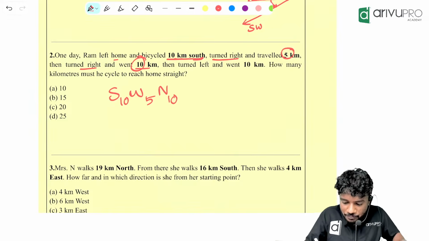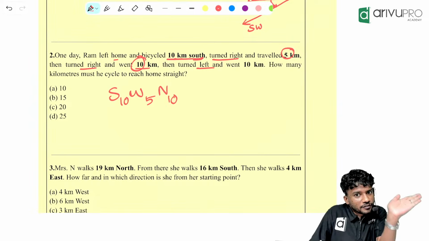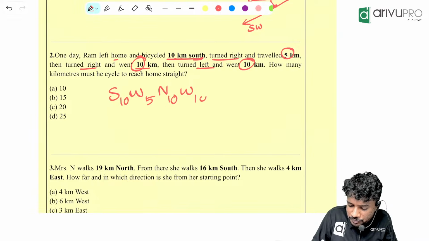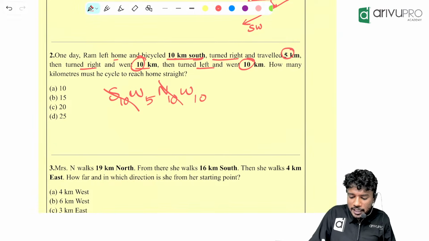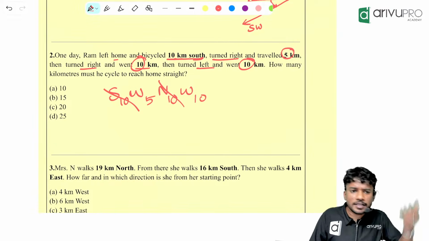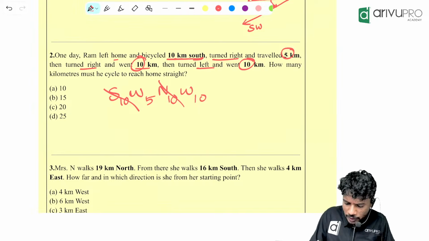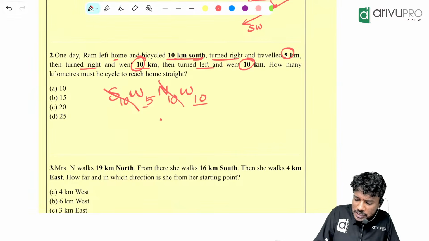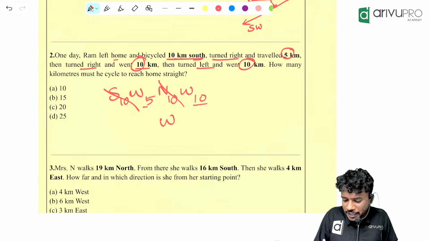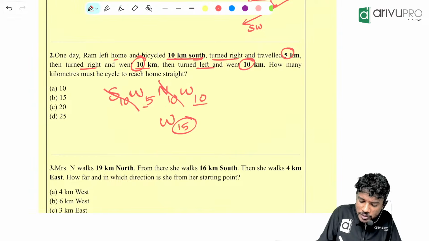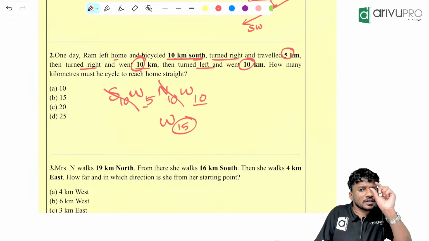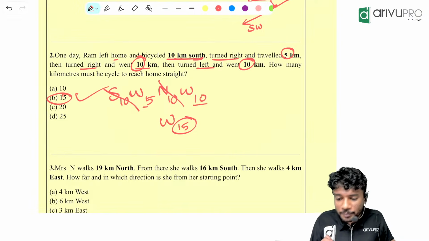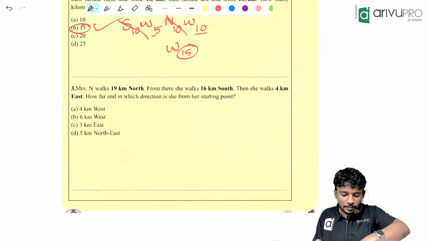Then turned left. Left of north is what? It will be our left, that will be west. How many kilometers? 10 kilometers. South 10 and north 10 will get cancelled. Why? 10 up, 10 down, 0. Then 5 and 10 will get added. It will become how much? West 5 plus 10 becomes west 15. How much is the distance he needs to travel in a straight line, or the shortest distance? 15 kilometers.